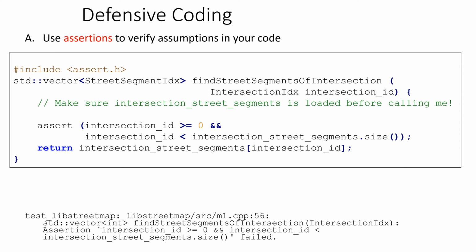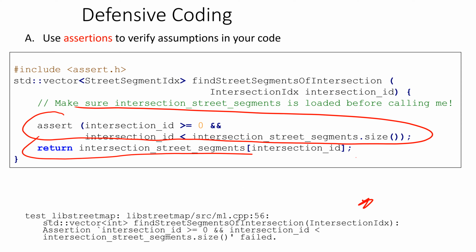Here's my find street segments of intersection function that we've written down many times. If we don't look at this assert, we just look at this, that's the code we had before. We just returned our saved vector of street segments for that intersection. Now, what if somebody passes in an intersection ID that is less than 0, or more than the number of intersections in the city? You don't have to handle this case.